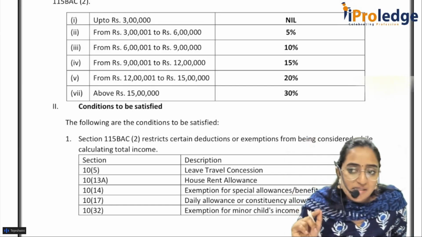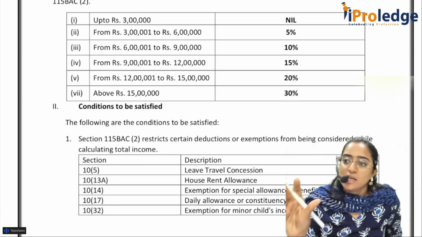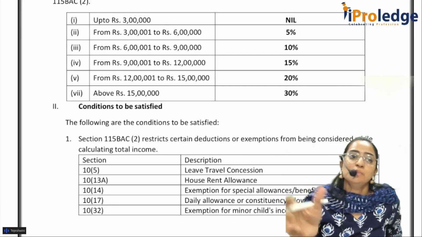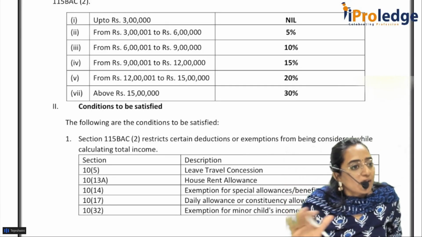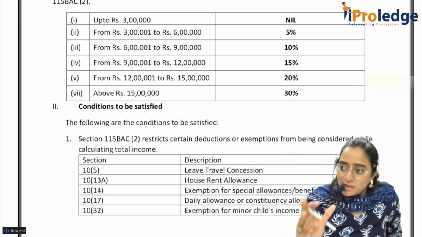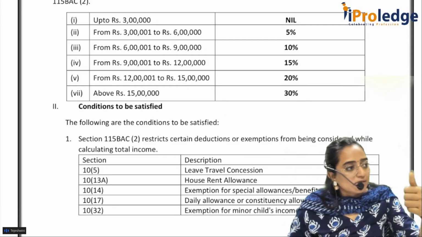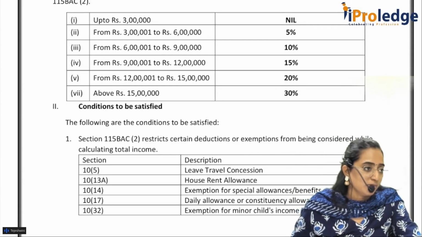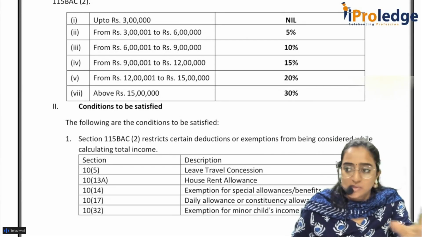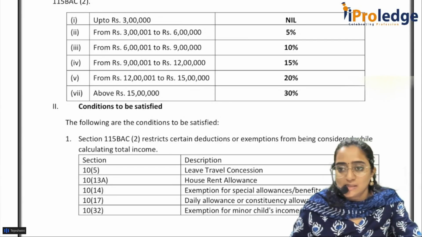Section 10(13A), which we are discussing, is not about the HRA concept itself, it is about the exemption on HRA. The HRA concept has not been defined anyway; it is completely considered under the exemption. Section 10 in your income tax completely speaks about exemption, nothing else. Exemption, exemption, exemption, deductions, that's it. No other point comes under section 10.